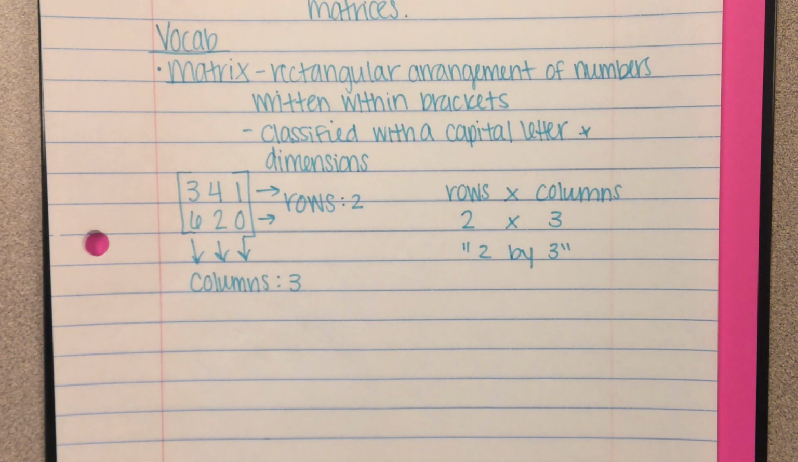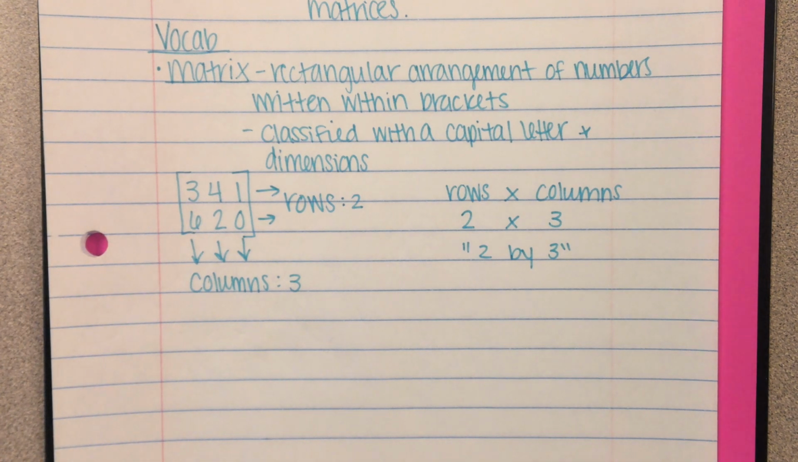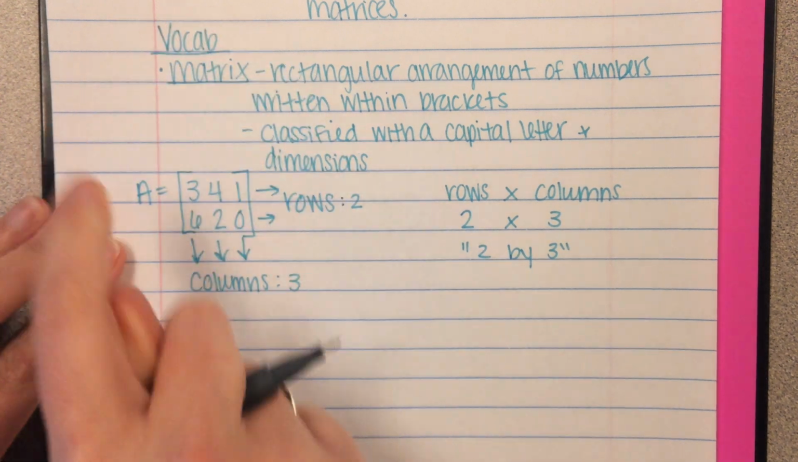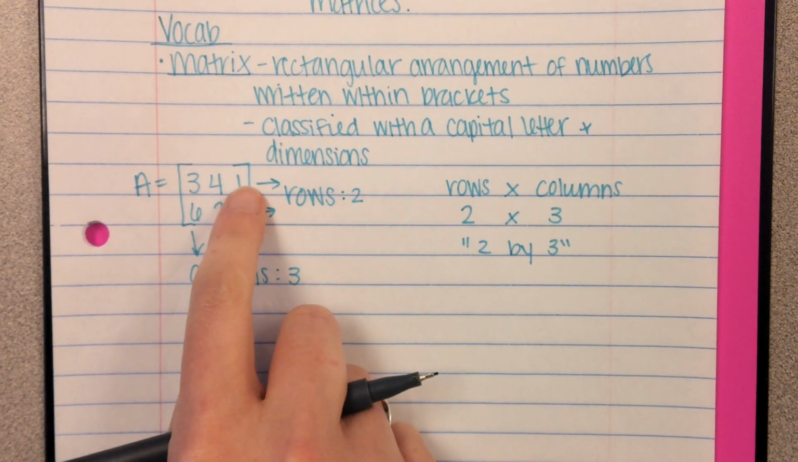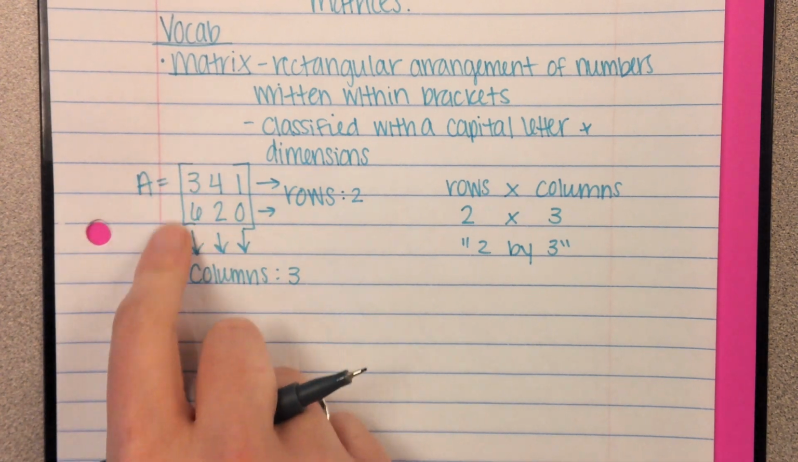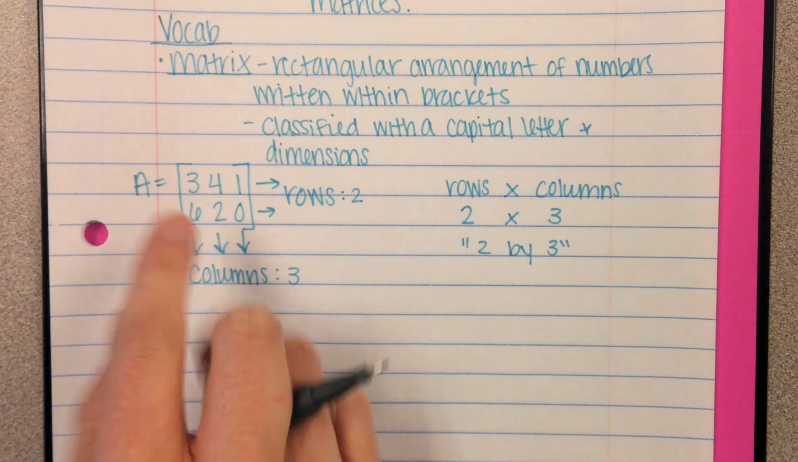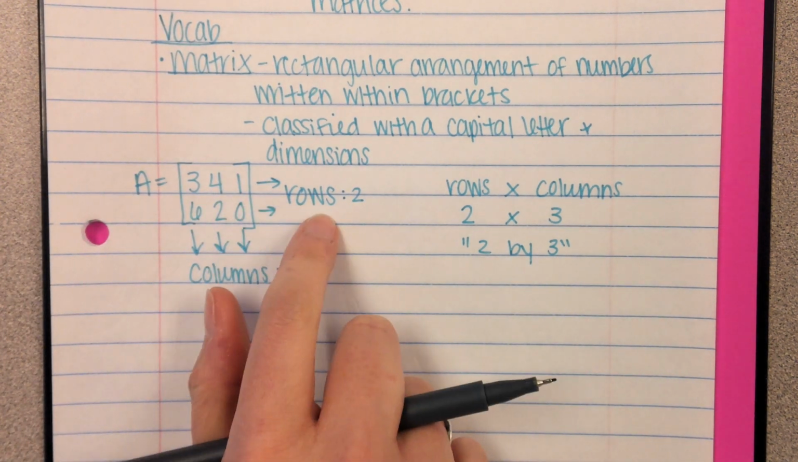We're going to start with some vocabulary. So first we just have matrix. A matrix is a rectangular arrangement of numbers written within brackets. And they're classified with a capital letter and their dimensions. So we can say that matrix A is this. So we have 3, 4, 1, 6, 2, 0. They're in brackets. Okay, and you notice these are the columns. Columns are vertical. There are 3 columns here. Rows are horizontal. There are 2.